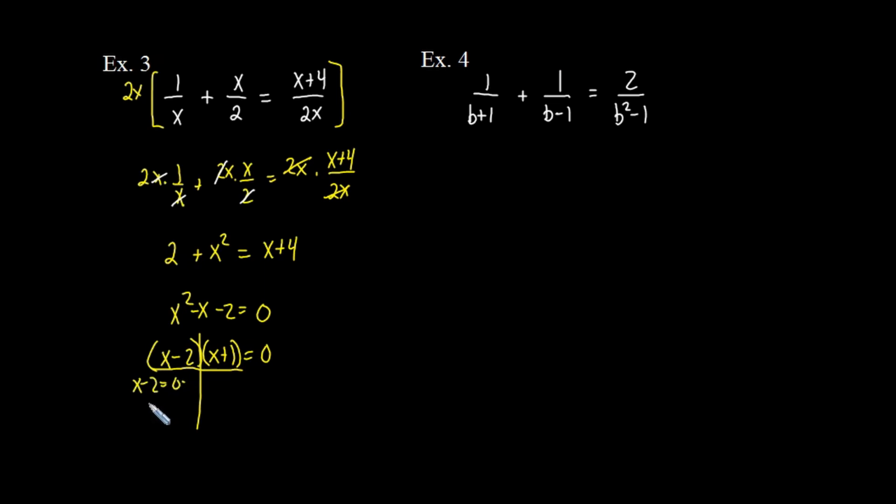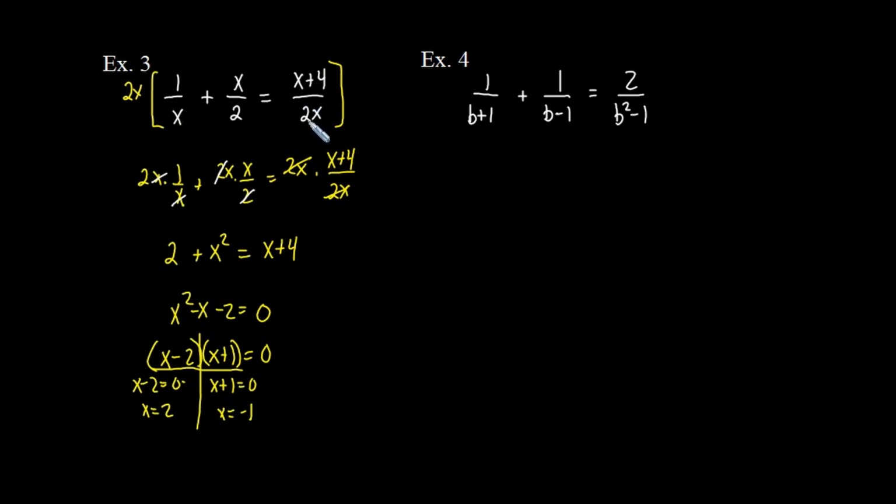x minus 2 equals 0 gives us x equals 2. x plus 1 equals 0 gives us x equals negative 1. We have to check both of these solutions. We can see that these are going to work out.